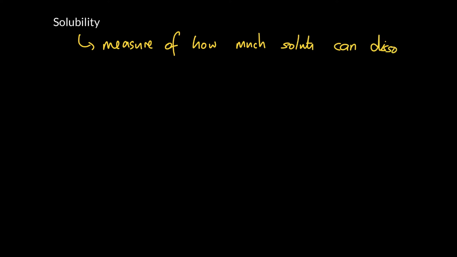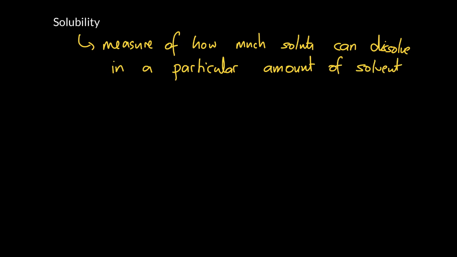Hello and welcome back. So we're going to look a little bit about solubility and the dissolving process in this lecture. So what exactly do we mean by solubility? Solubility is some kind of measure of how much solute you can dissolve in a particular amount of solvent. We'll see that we can use some qualitative words and we can also use some quantitative terms here in this section. So that is solubility.